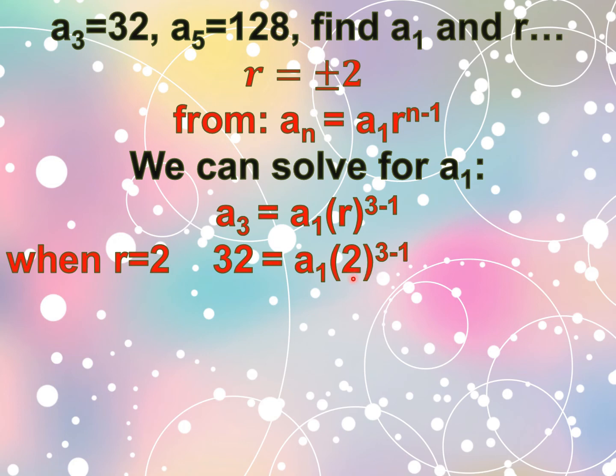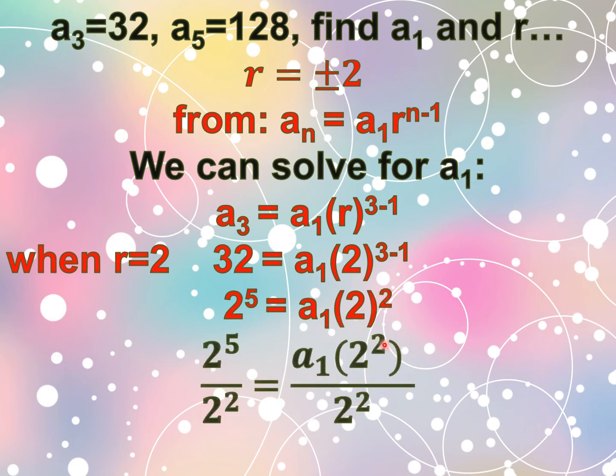And then, simplify lang natin. 3 minus 1 is equal to 2. So, magiging 2 raised to 2 na dito sa may common ratio. And then, yung 32, gawin natin siyang ulit exponential form. So, that is 2 raised to 5. And then, para ma-isolate natin yung a sub 1, or para ma-solve natin to remove 2 raised to 2, magdi-divide both sides tayo by 2 raised to 2. Para ma-cancel natin yung 2 raised to 2 dito sa right side. And then, dito sa left side, 2 raised to 5 divided by 2 raised to 2.